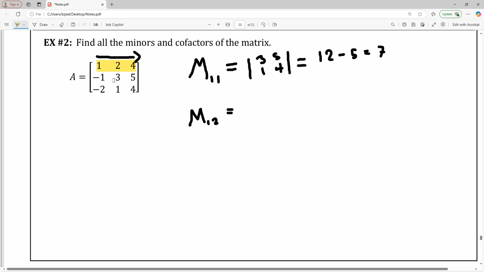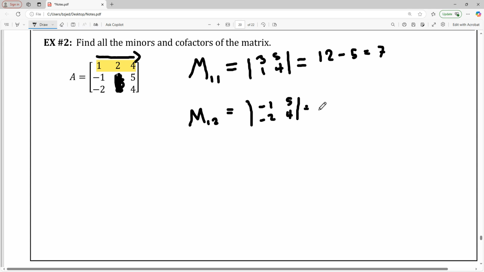Okay, one more try, and then I'm going to do it a different way. Okay, let's try it this way. I need to block out row 1 and column 2. I need to block that column out. If I do that, I'm left again with a 2 by 2 matrix, but this time of -1, 5, -2, and 4. All I did was block out my first row and now my second column. Then I'm left with 4 numbers of -1, 5, -2, 4.